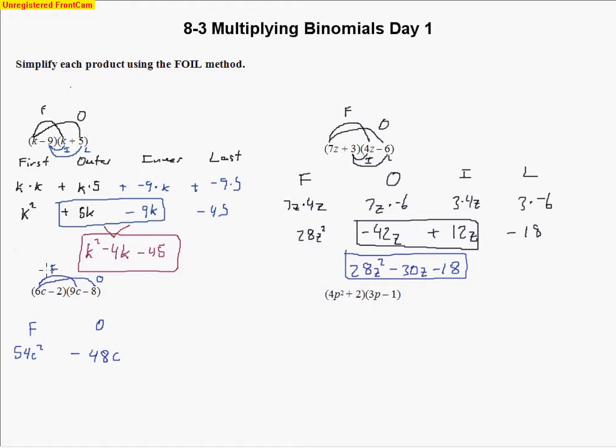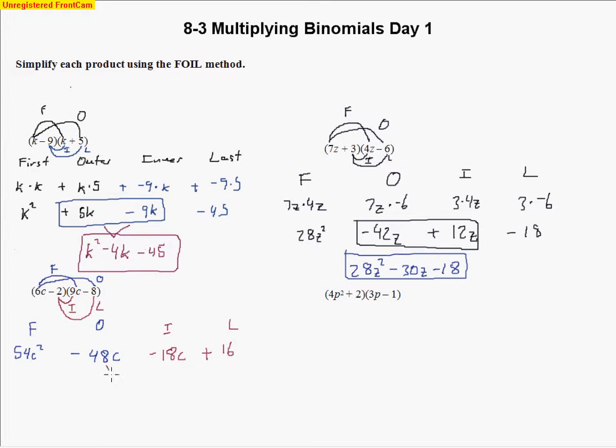And so now I'm done with those two, so I'll move on to my inside terms. Negative 2 and 9 are my two inside terms, and those multiply to make a negative 18c. Negative 2 times 9c makes negative 18c. And then negative 2 times the negative 8, watch the two signs there, a negative and a negative. My last terms make a positive. 2 times 8 makes 16.